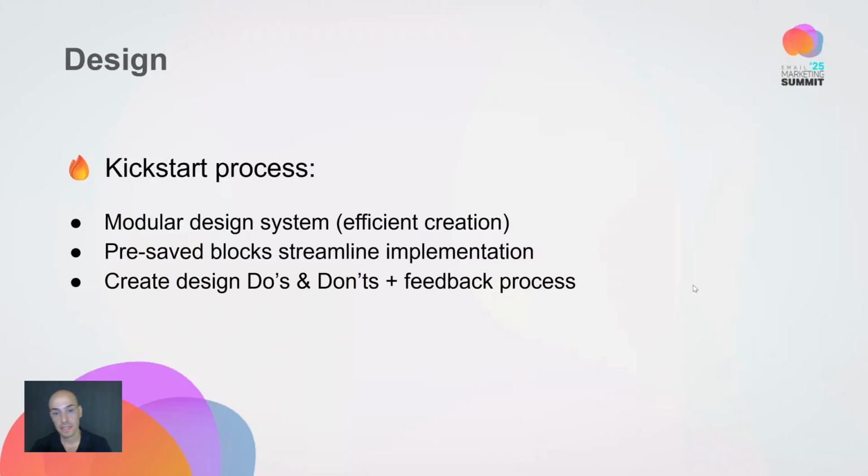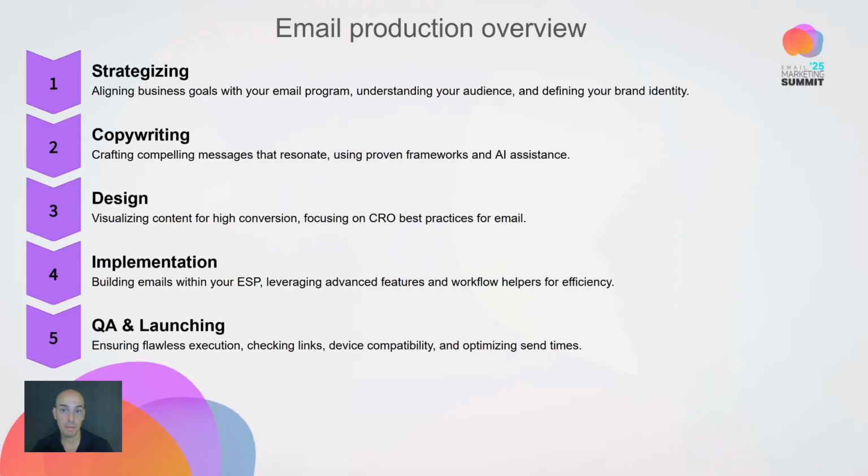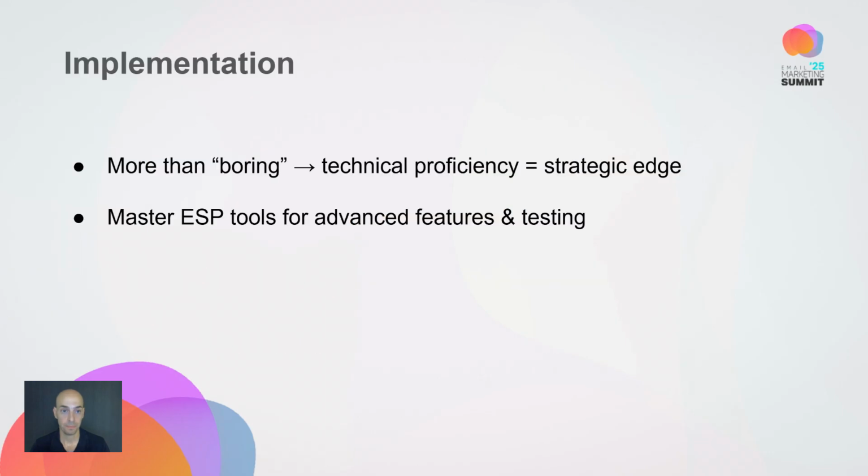We're making good progress here. So if we go back to the email production overview slide here, you'll see that next we have implementation. So that's all about building the emails in your ESP and then leveraging everything it has to offer in order to have a better workflow and also make a really nice looking and really nice performing emails.